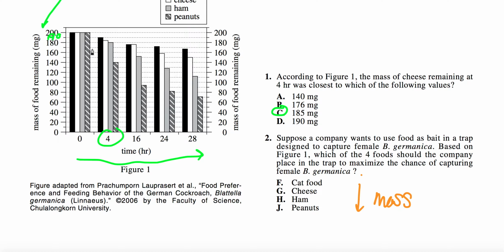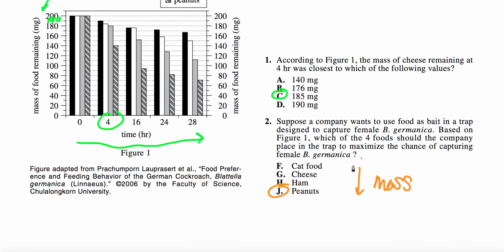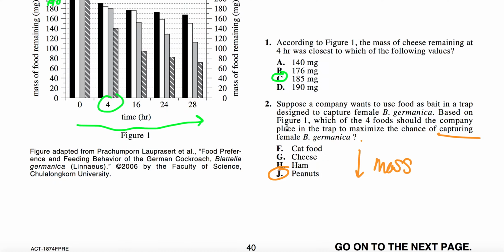From the graph, we see that peanuts is consistently the lowest, with the mass of food remaining for each of the time slots. That is probably what we want here, because we want something with a low amount of mass remaining for each time slot, which means the cockroach keeps coming back to it. That would increase the chance that you'd be able to capture it. So that's number 2.